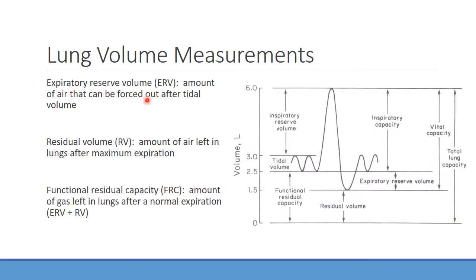You can look at expiratory reserve volume. This is going to be the amount of air that can be forced out after tidal volume. So you can see expiratory reserve there. Residual volume is going to be the amount of air that's left in the lungs after maximum expiration. Is this super easy to measure, do you think?